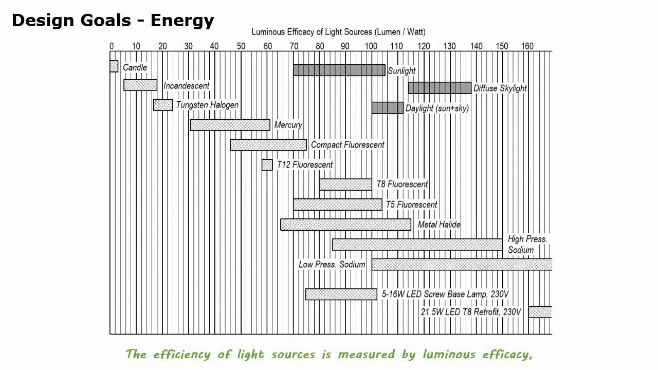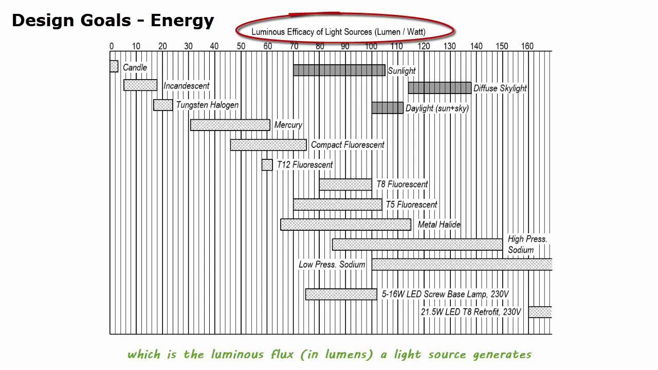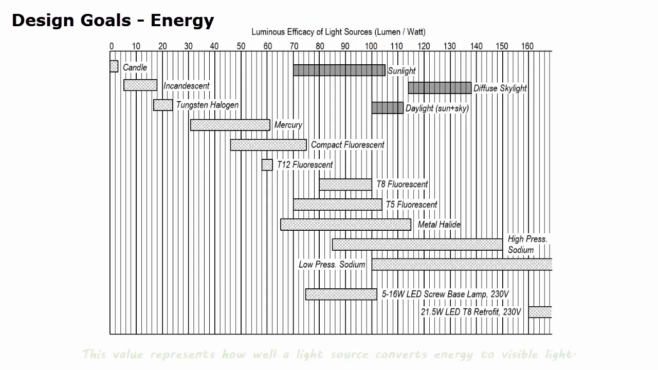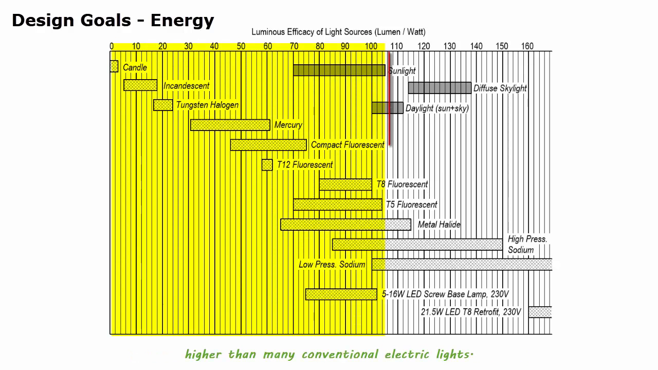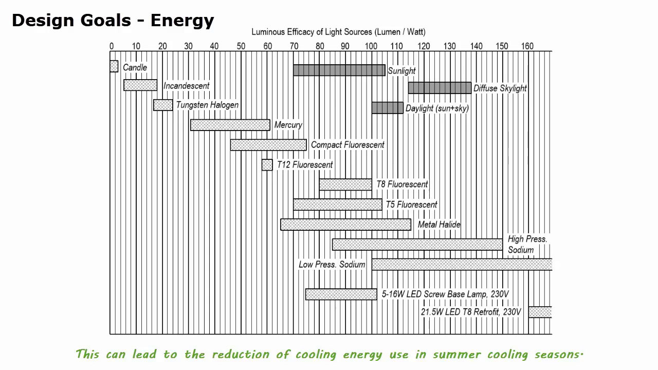The efficiency of light sources is measured by luminous efficacy, which is the luminous flux in lumens a light source generates divided by its total energy input in watts. This value represents how well a light source converts energy to visible light. In general, the efficacy of daylight is around 105 lumens per watt, higher than many conventional electric lights. This means to generate the same amount of light, daylighting produces less heat than these electric lights. This can lead to the reduction of cooling energy usage in summer cooling seasons.